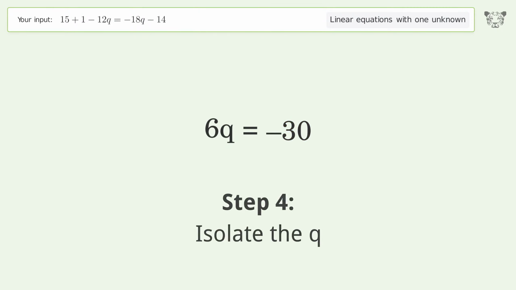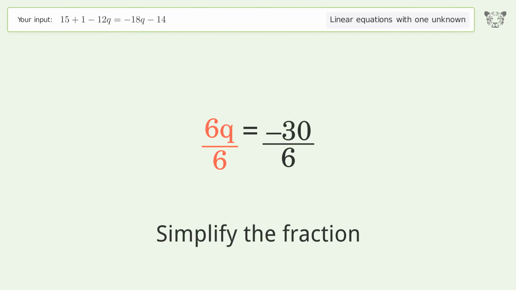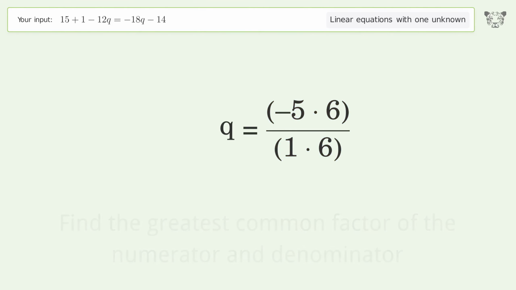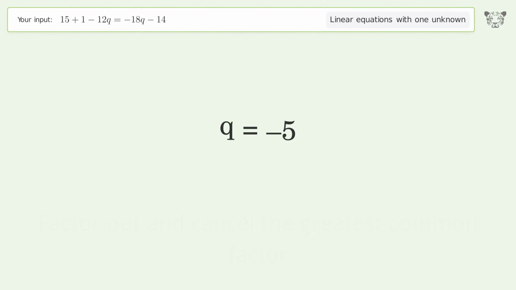Isolate the q. Divide both sides by 6. Simplify the fraction. Find the greatest common factor of the numerator and denominator. Factor out and cancel the greatest common factor. And so the final result is q equals -5.